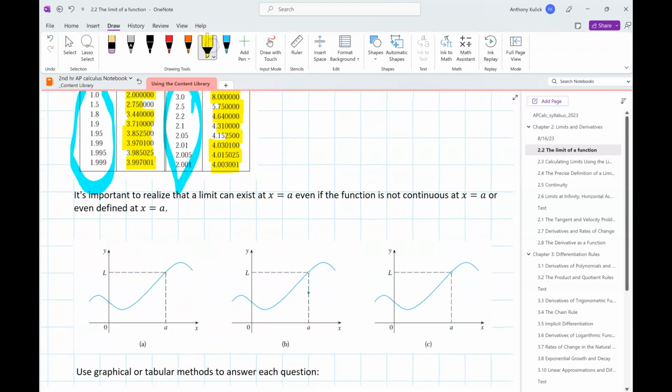So if I look at this first example, A here, that's a function that's defined at a, and the limit exists at a, right? The limit there is just L.